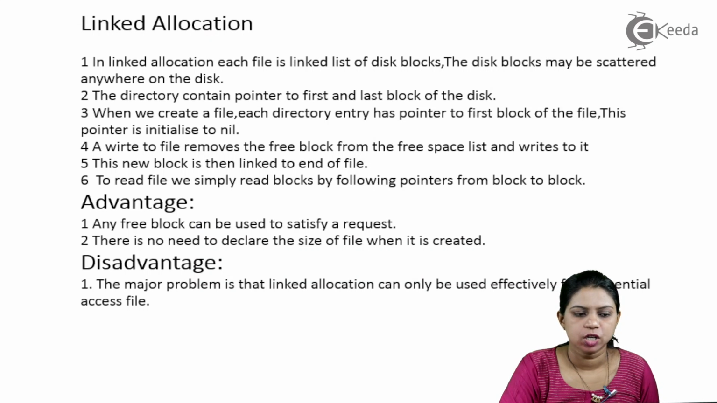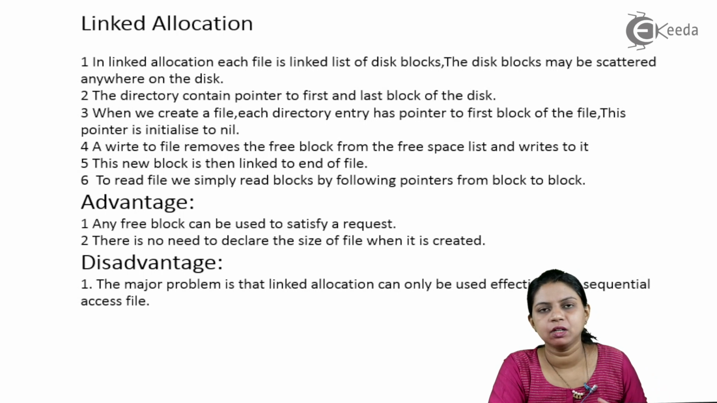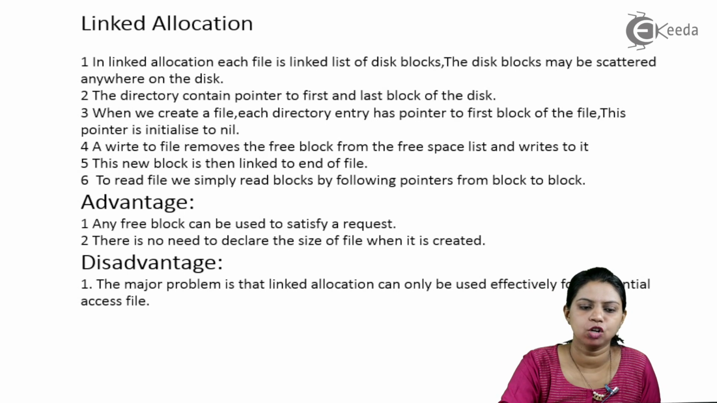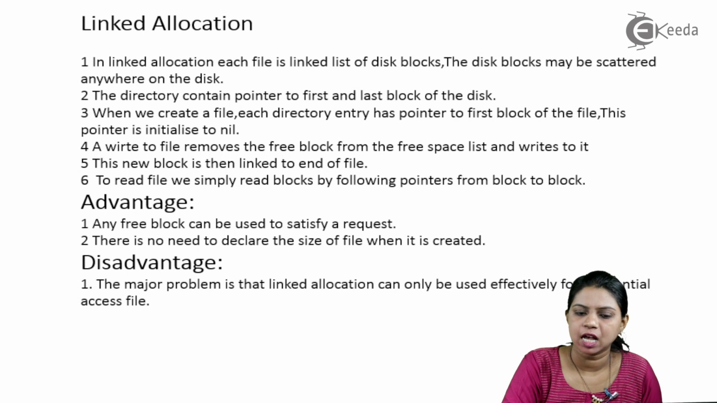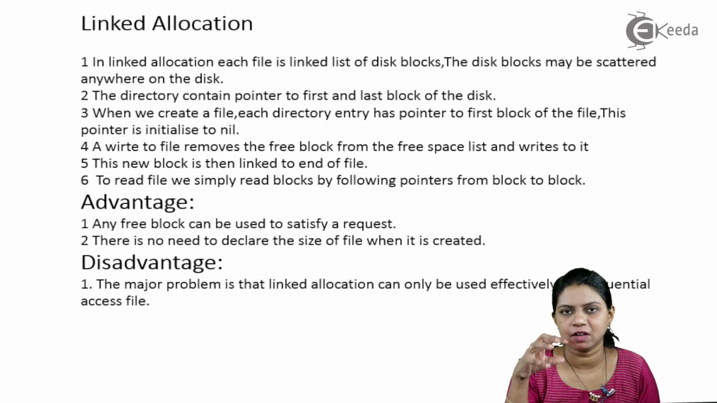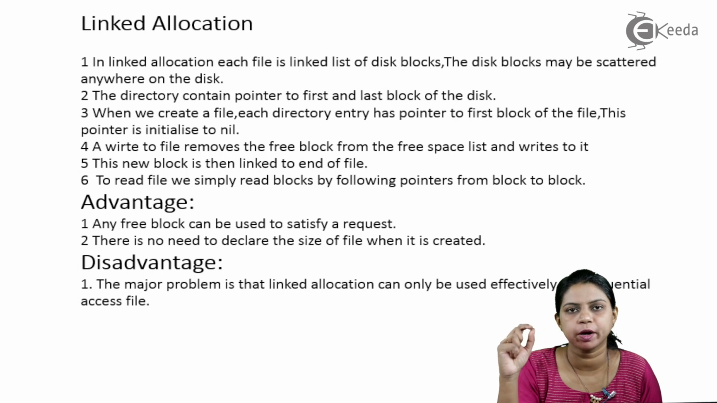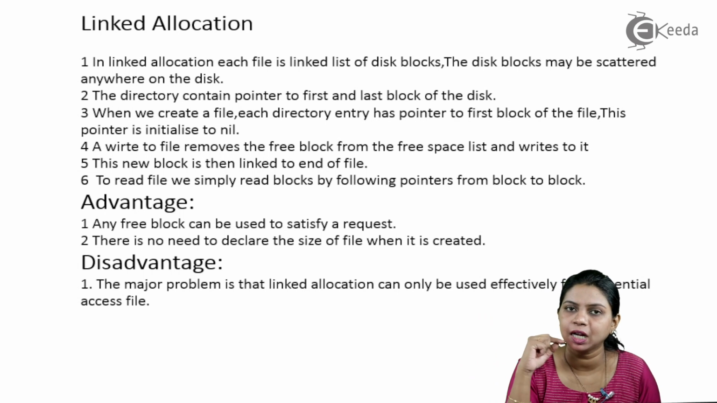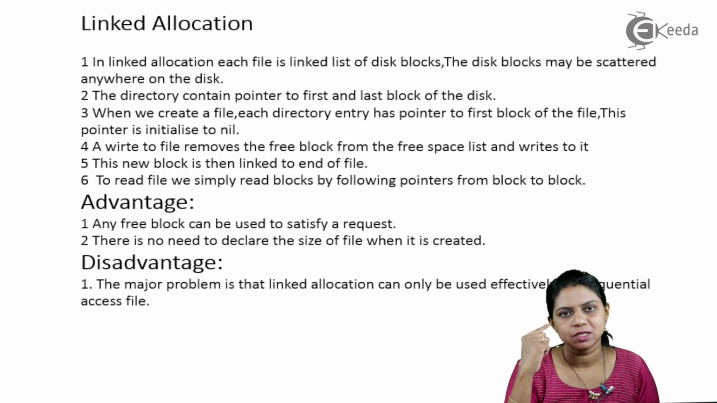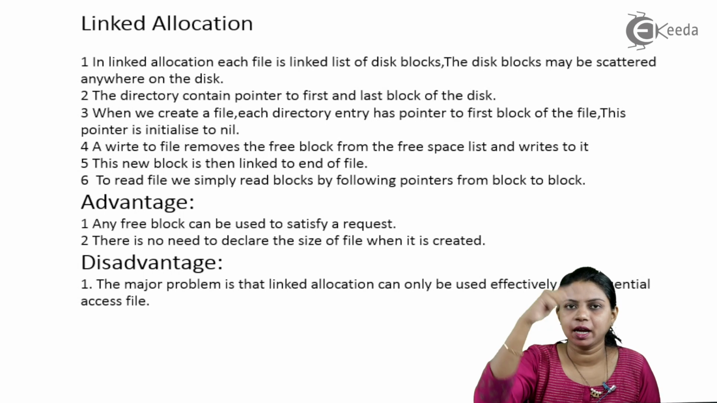Now let us see link allocation in detail. In link allocation, each file is a linked list of disk blocks, and these disk blocks may be scattered anywhere on the disk. As we saw in the example, we had around 24 blocks, and those 24 blocks were scattered on the disk. A directory entry contains pointers to the first and last block of the file. So we had a first block pointing to block number 9, and my last block was pointing to block number 21.